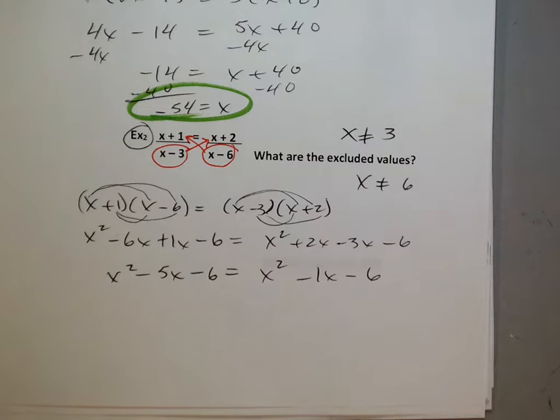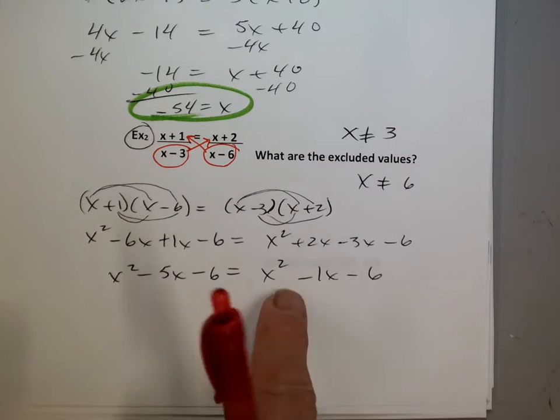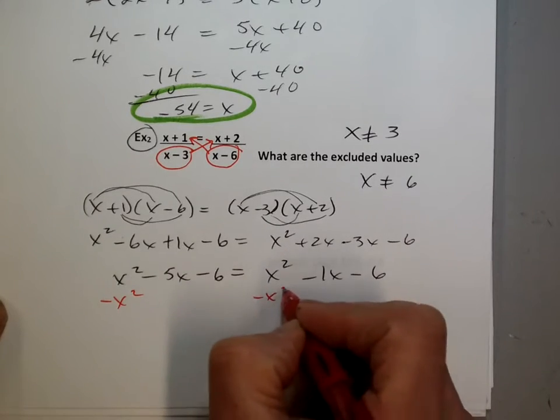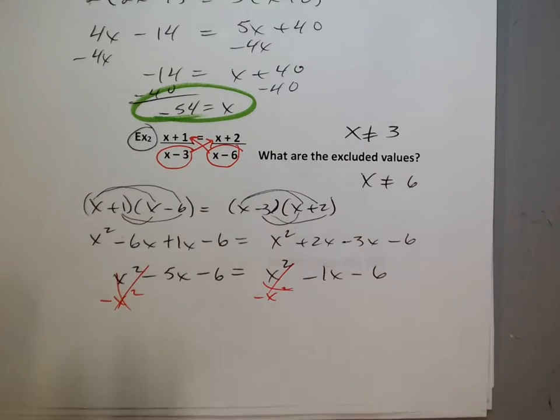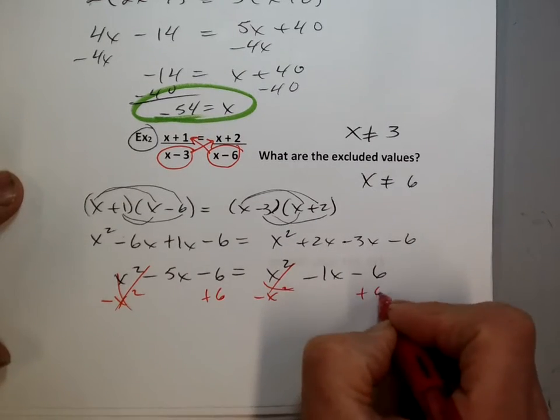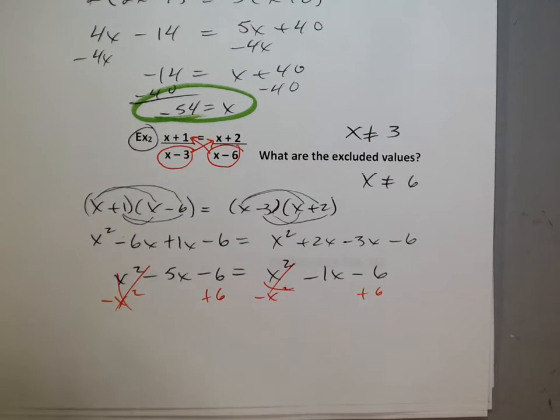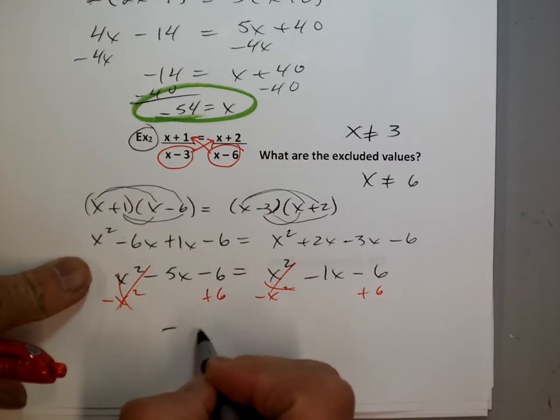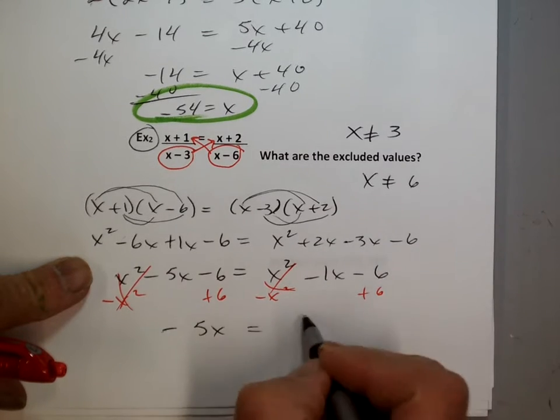So one of the things I see right off the bat is x squared and x squared. So I'm just thinking, hey, if I subtract x squared from both sides, it's gone. Like that. And then if I add 6 to both sides, I'll have a negative 5x equals negative 1x.